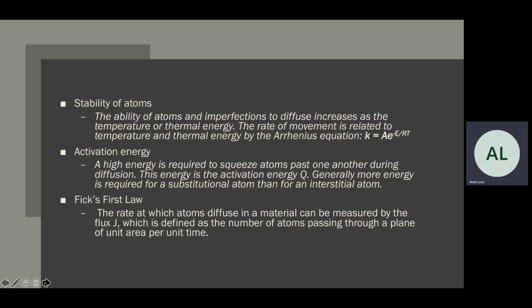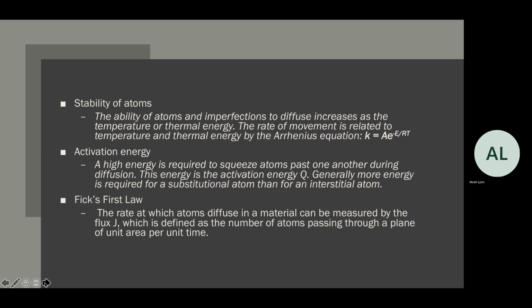Stability of atoms. The ability of atoms and imperfections to diffuse increases as the temperature or thermal energy increases. The rate of movement is related to the temperature and thermal energy by the Arrhenius equation. Activation energy. A high energy is required to squeeze atoms past one another during diffusion. This energy is the activation energy. Generally, more energy is required for a substitutional atom than for an interstitial atom, which we will get into later.